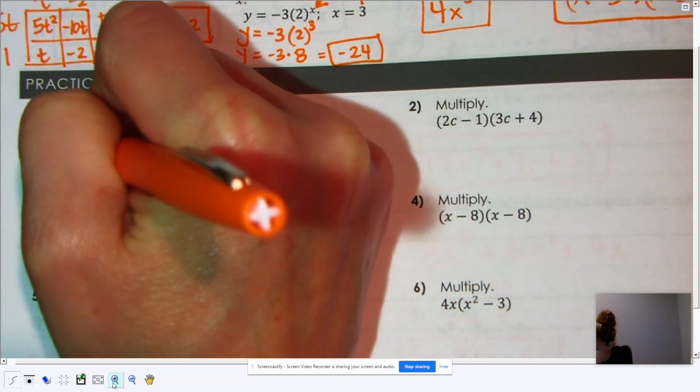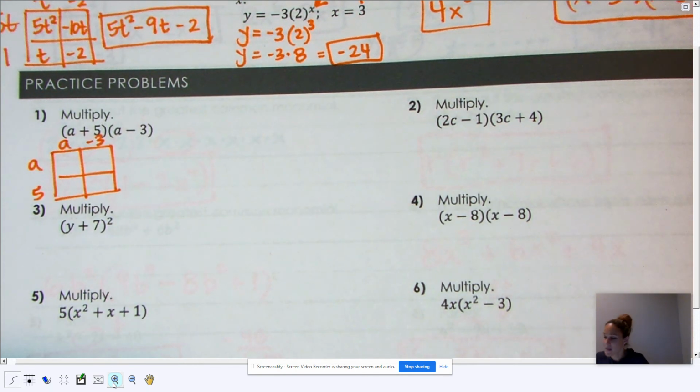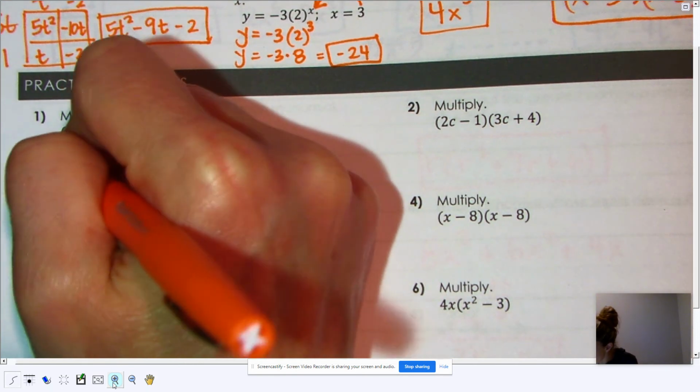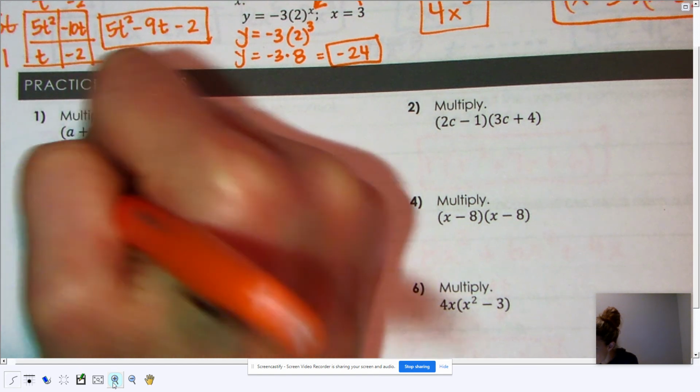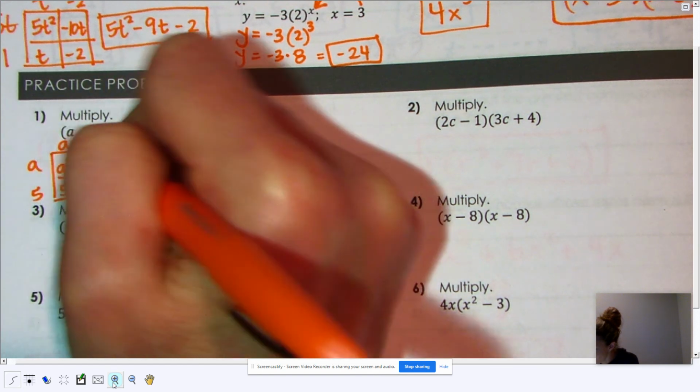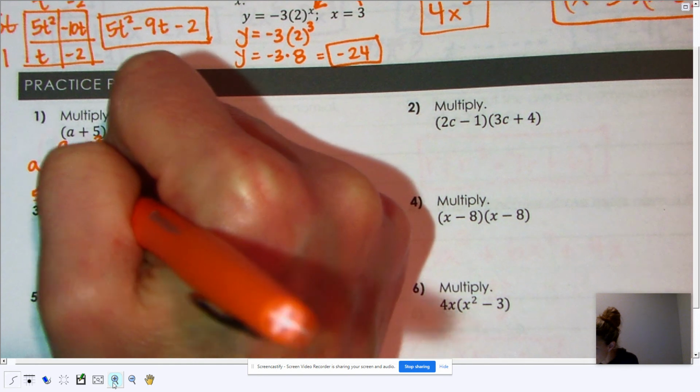So I'm going to put a and minus 3. Sorry, it's a little messy there. A times a is a squared. A times 5 is 5a. A times negative 3 is negative 3a. And 5 times negative 3 is negative 15.